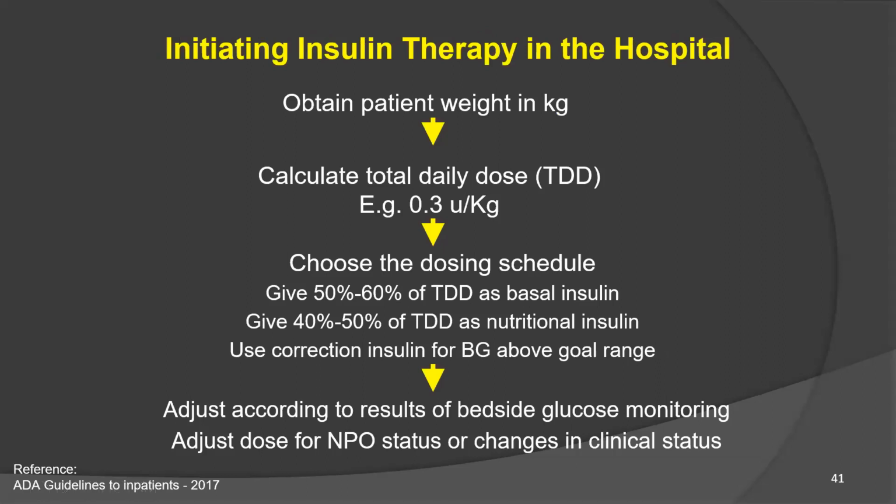How do you initiate insulin therapy in the hospital in the non-critical setup? Obtain the patient weight in kilograms and calculate the total daily dose, for example, 0.3 unit per kg. Choose the dosing schedule for that particular patient. Give 50 to 60% of the total daily dose as basal insulin, and the remaining 40 to 50% as nutritional insulin. Use correction insulin for blood glucose that goes above the goal range, and adjust according to the results of bedside glucose monitoring, and for NPO status or changes in the clinical status.